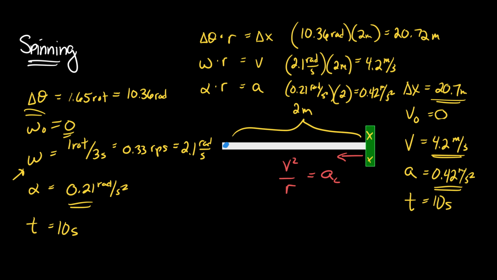This one doesn't go away. This one stays because this is their centripetal acceleration. That's required to keep them traveling in a circular path. So for objects that are traveling in a circle, these are the tangential variables, as different than the centripetal one.